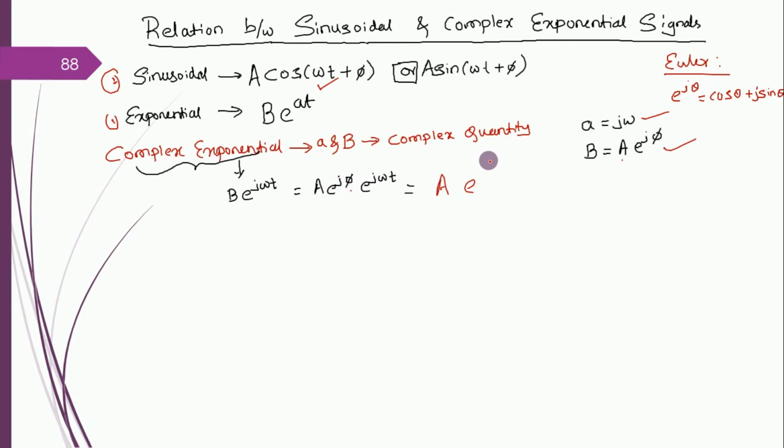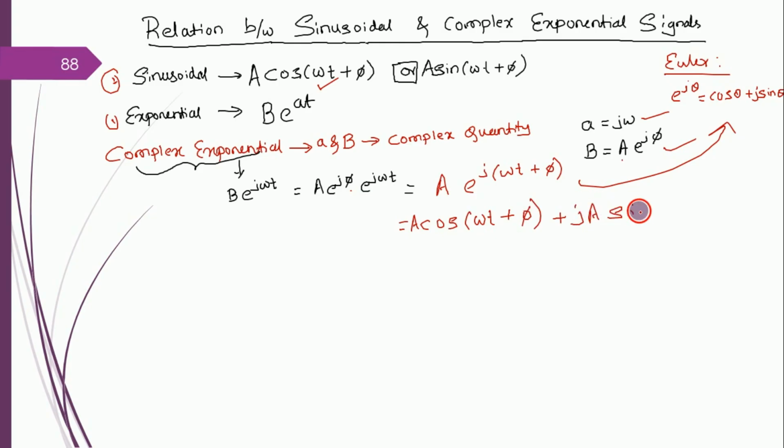If I write it, A e raised to, by the index rule, j I'll take common, omega t plus phi. This is what we get. And using Euler's formula, in place of theta, I have omega t plus phi, so I would get A cos(omega t plus phi) plus j A sin(omega t plus phi). So this is the complex exponential relation with the sinusoidal signal.